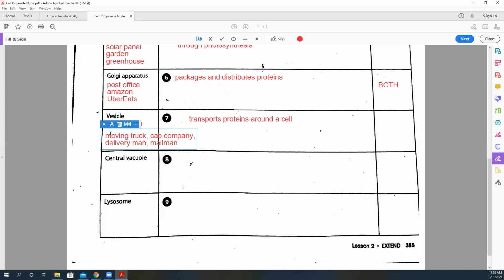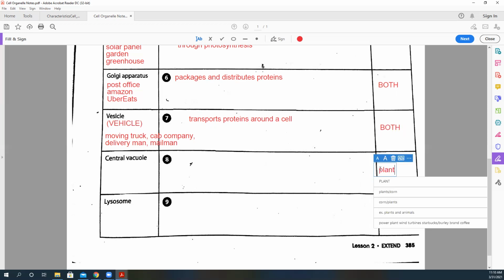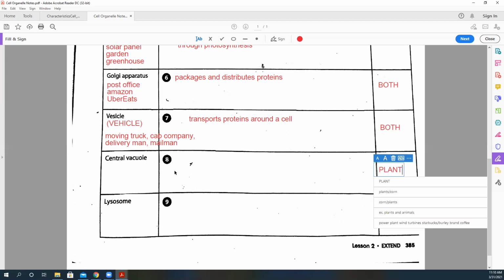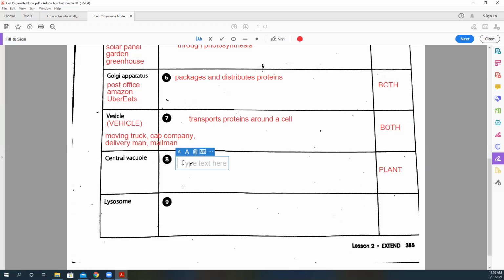For you guys, you're using the functions of what they do inside of a cell and comparing them on a smaller scale than the movie. But the movie will help give you ideas of how to take a big concept and compare it to something else. Vesicles are also found in both. Central vacuoles are only found in plants. And the reason they're only found in plants is because plants need a lot of water, right?